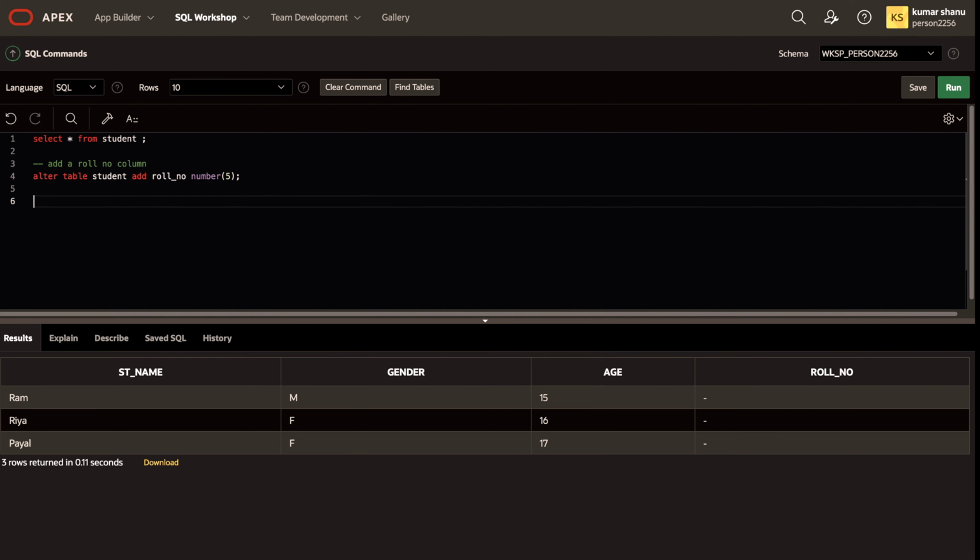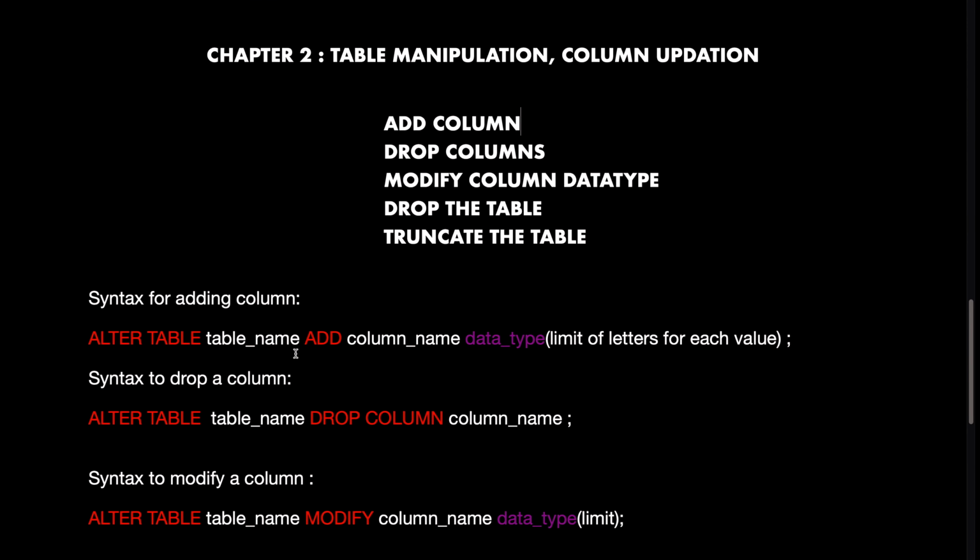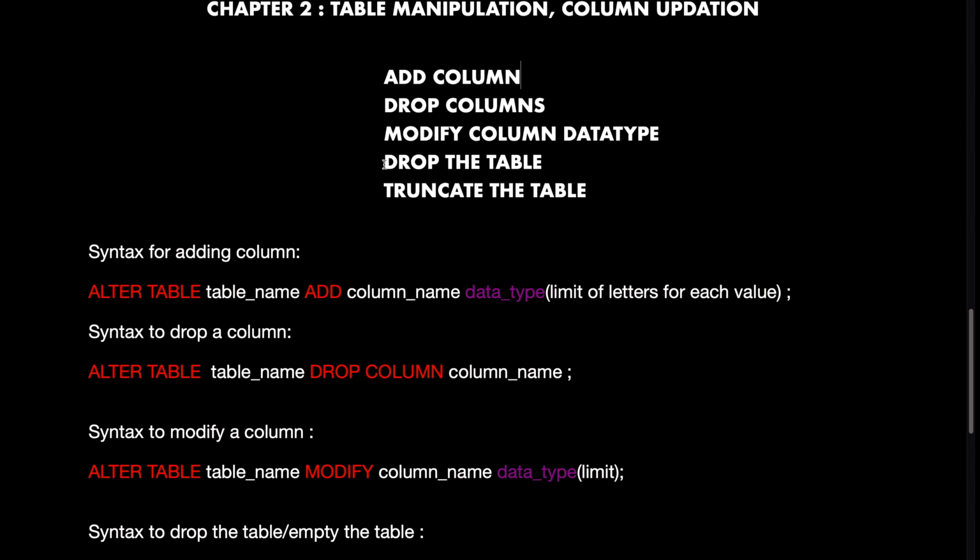Okay, fine. Now how can I delete this column? How can I drop this column? So this is the second topic that we cover today. The syntax to drop a column is, we need to write alter table followed by table name. Then we need to write drop column followed by column name.